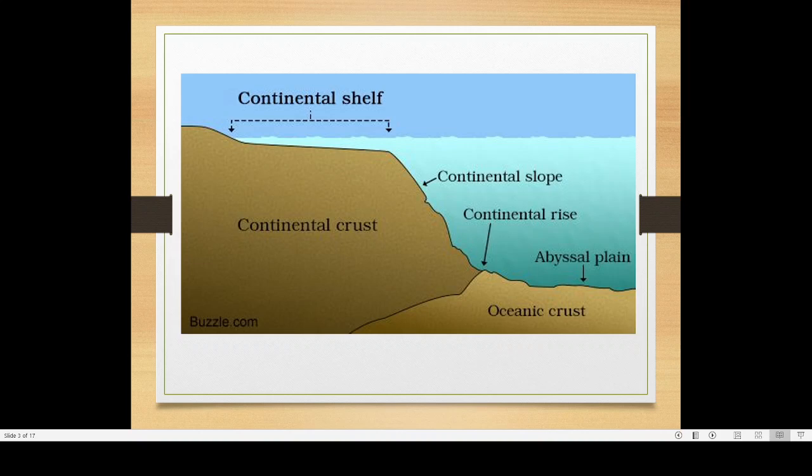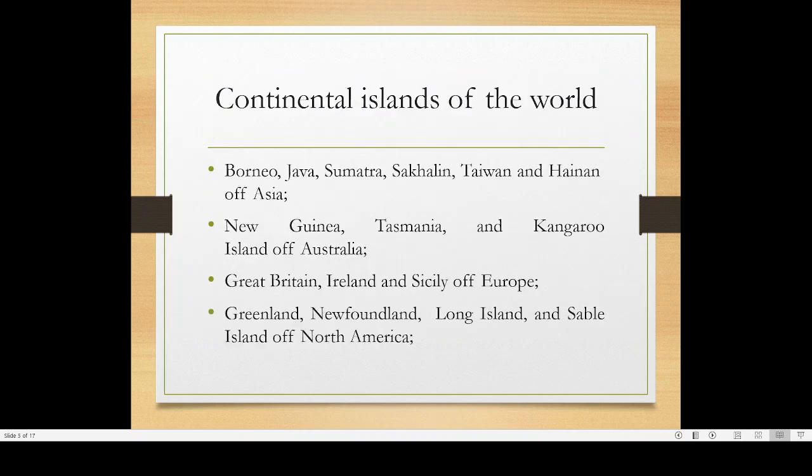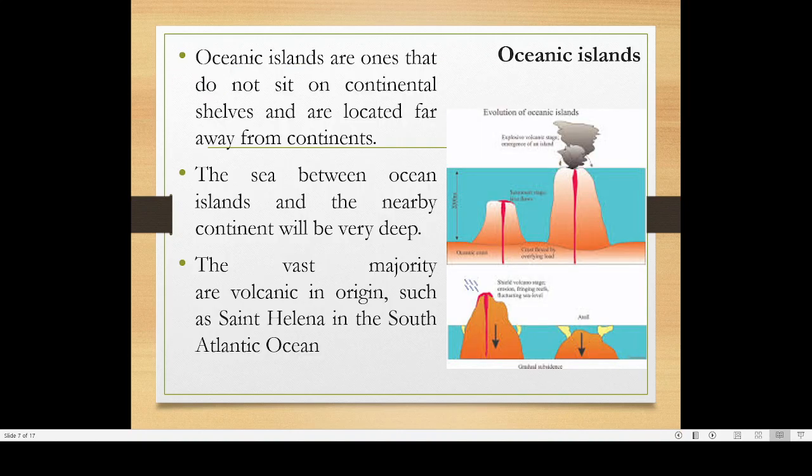Continental islands are those islands which are located on the continental shelf. Oceanic islands are those islands which do not sit on the continental shelf and are located very far away from the nearby land or a continent. And the sea between an oceanic island and the nearby continent will also be very deep. It's separated by a deep sea. In the case of a continental island, it is separated by a shallow sea.